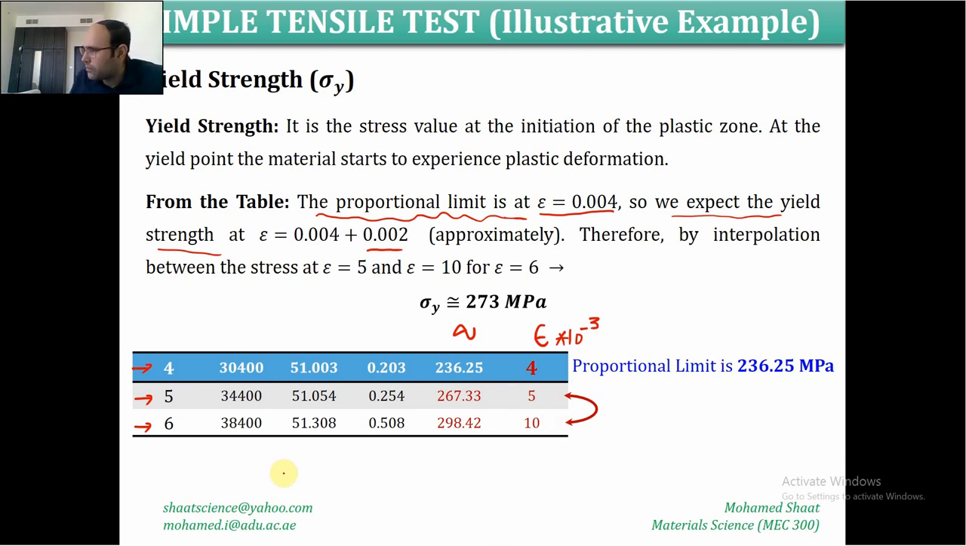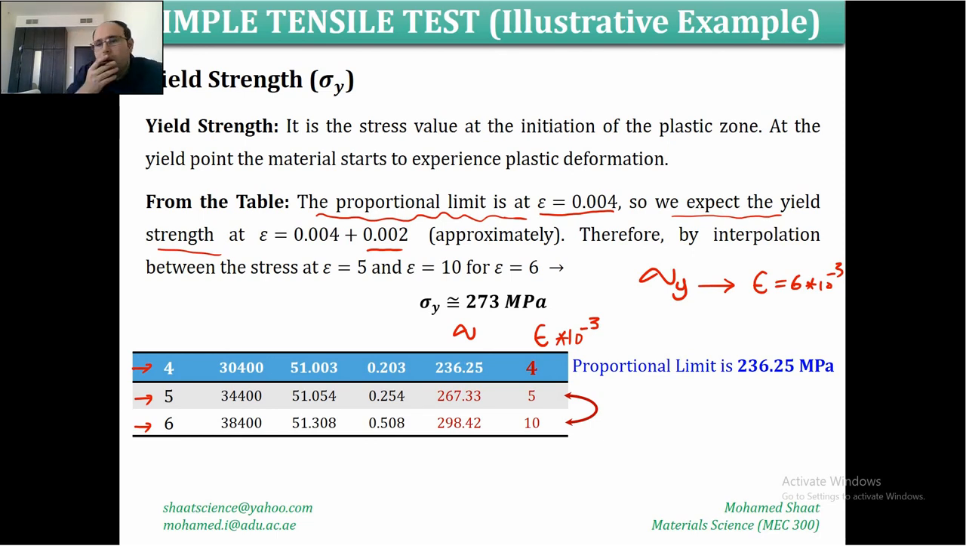If you don't have this value of the strain within this table, no problem, you can get it directly. If you don't have it, you have to do some interpolation between the two values. So for example, we agreed based on this approximation that the yield strength will be the stress at the strain equal to 6 times 10 to the power negative 3. Why 6? Because we added 0.002 to the 0.004, which is the strain at the proportional limit. So let us find the stress corresponding to this strain value of 6. This is going to give us the yield strength of the material directly, approximately.